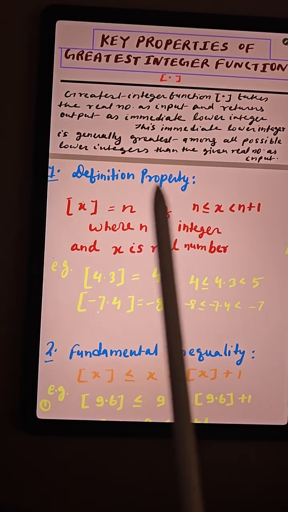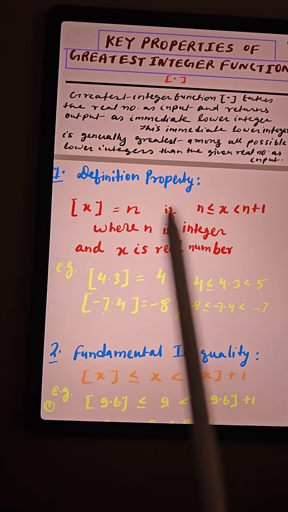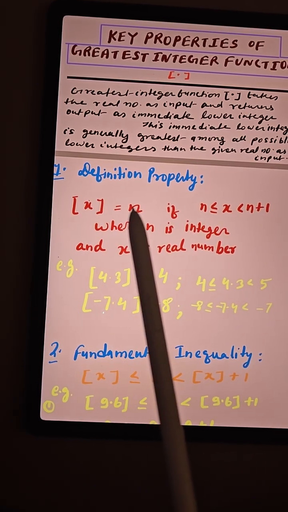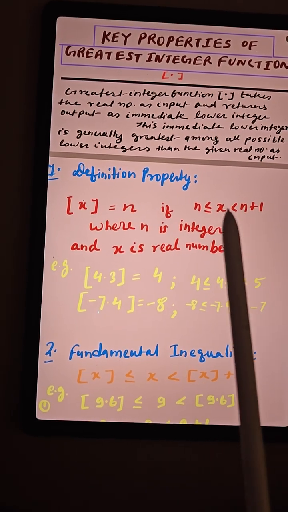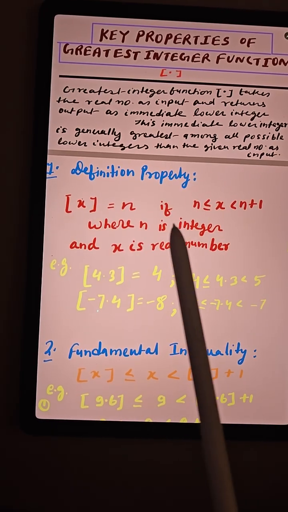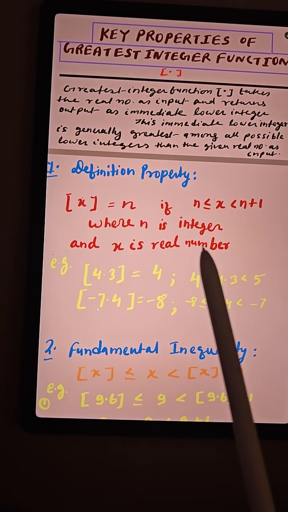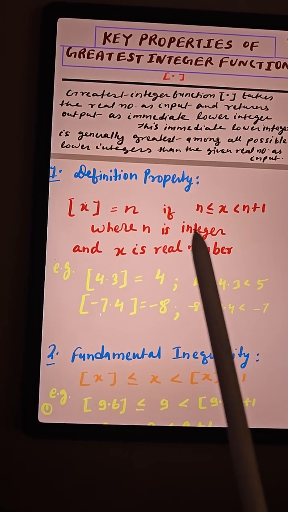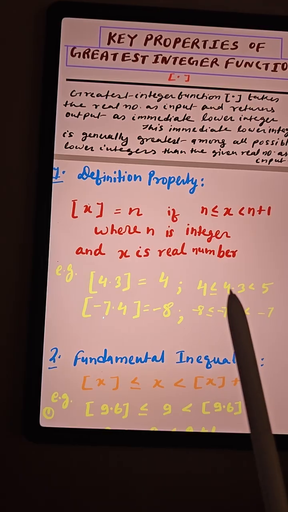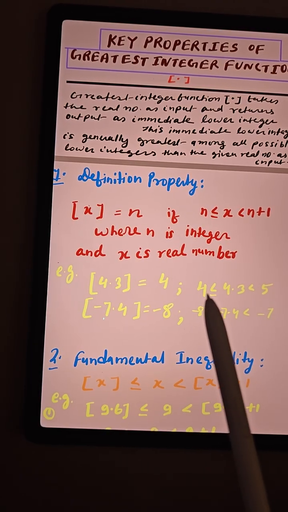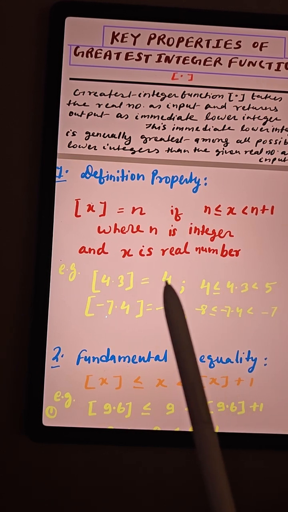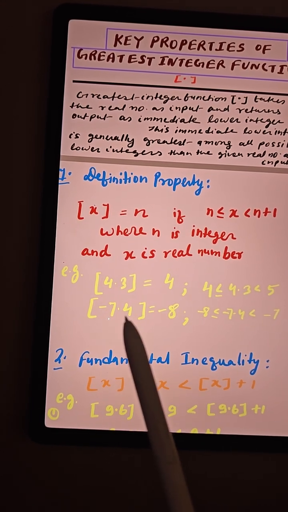The first property is called the definition property, meaning it comes from the definition. What does it say? The greatest integer function of x will be equal to n if x is greater than or equal to n and less than n plus 1, where n is an integer and x is a real number. Understand this by example. Number 1 is 4.3. 4.3 lies between 4 (greater or equal) and 5 (less than). So the immediate lower integer is 4. So the answer is 4.